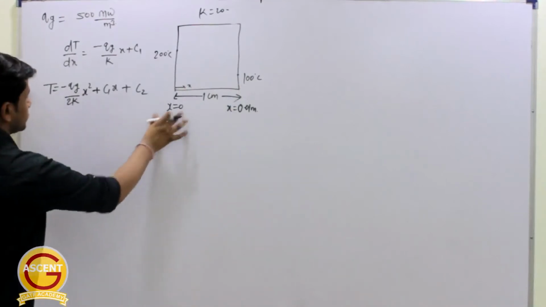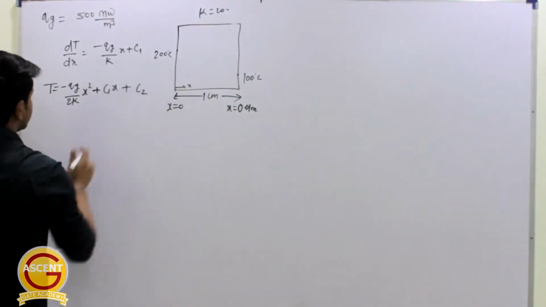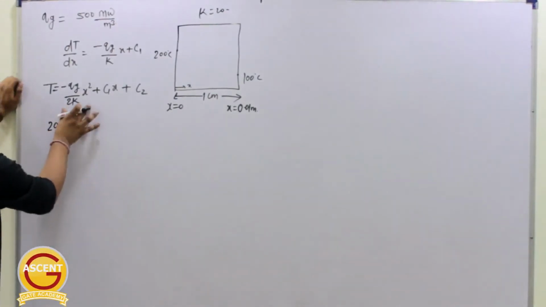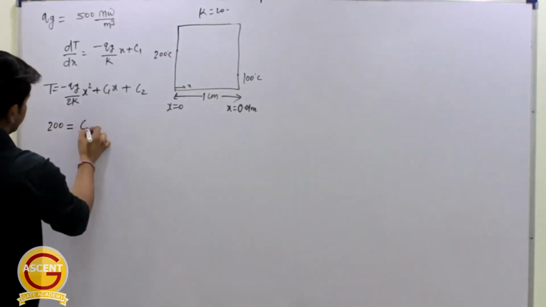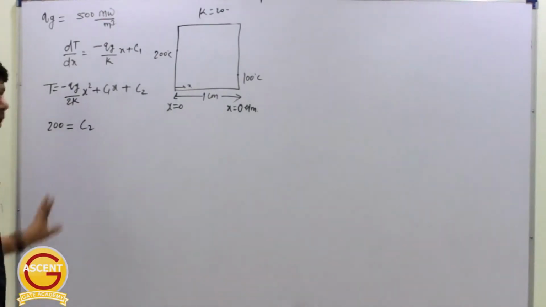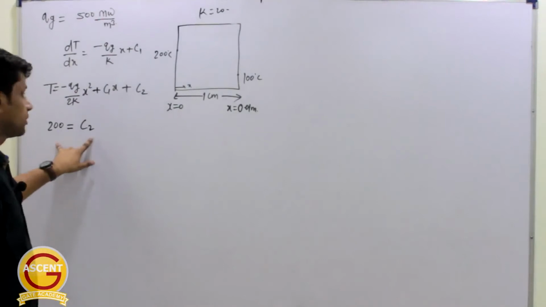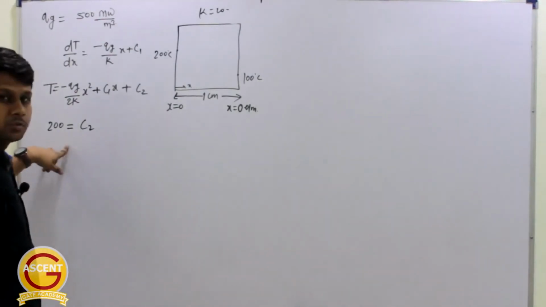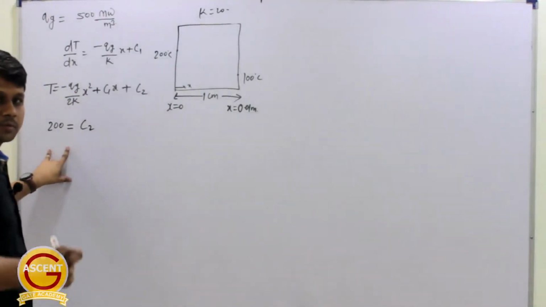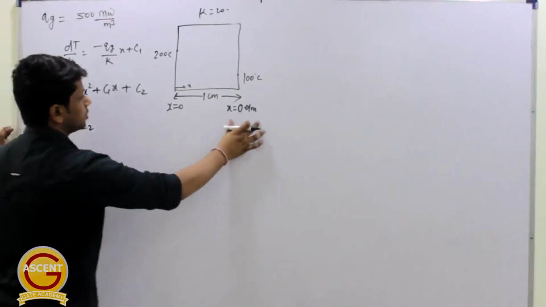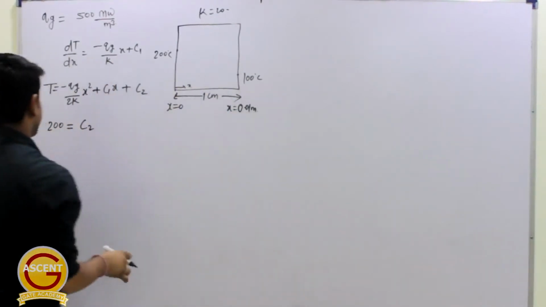So let's do this. At x equal to 0, the temperature is 200, so it will become 200 equal to, this will be 0, this will be 0, it will become C2. So see how fast you are moving. In just a fraction of a second you can calculate the value of C2, and C2 is equal to 200. So there is no need to remember the equations. Second boundary condition, apply it at x equal to 0.01, temperature is 100.